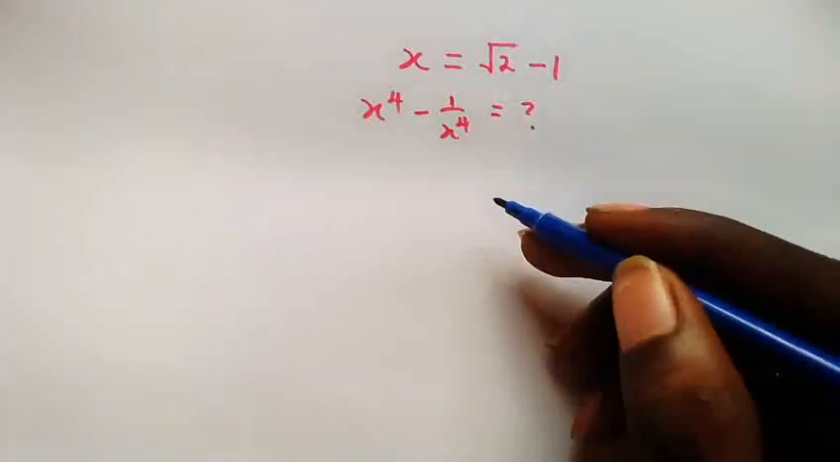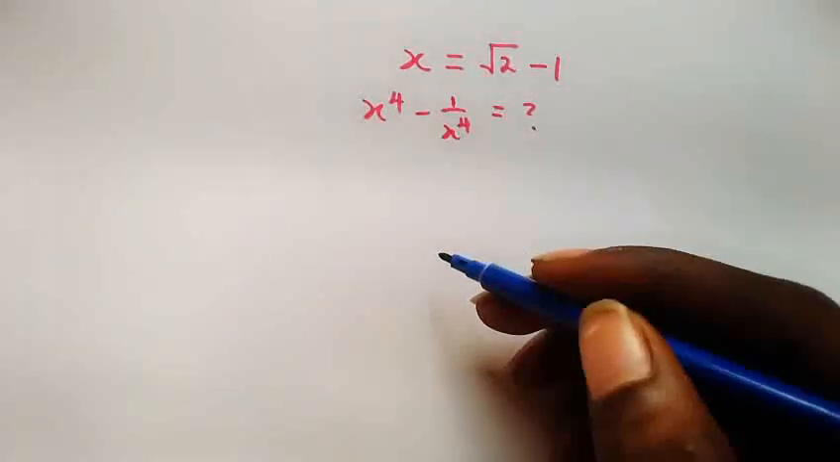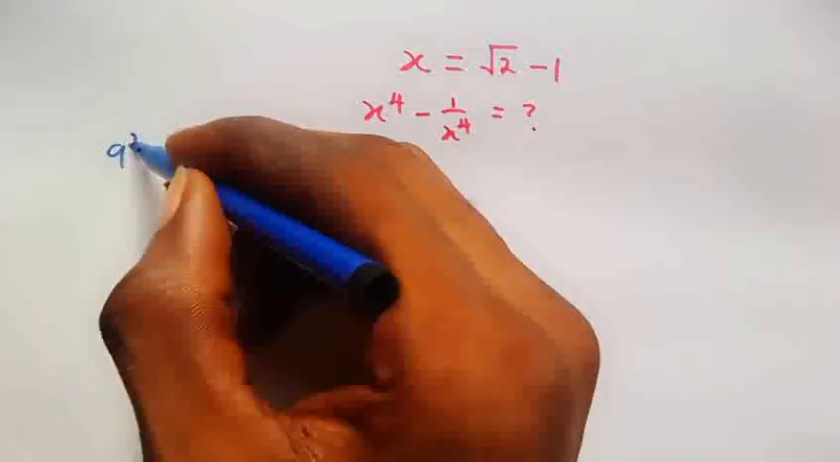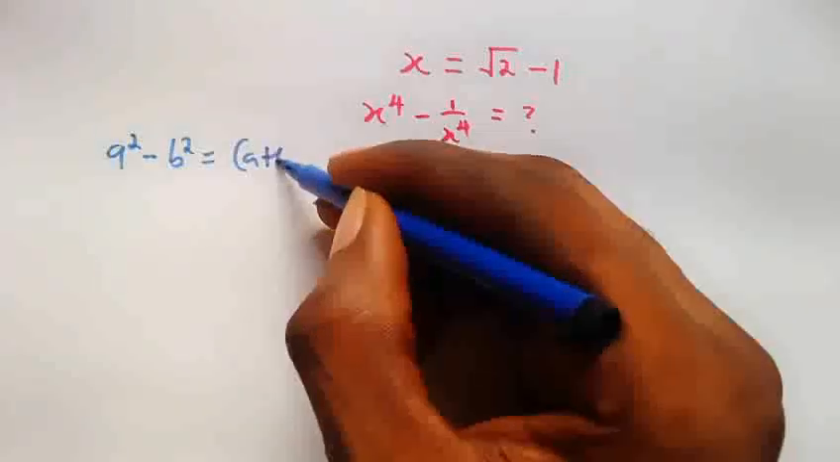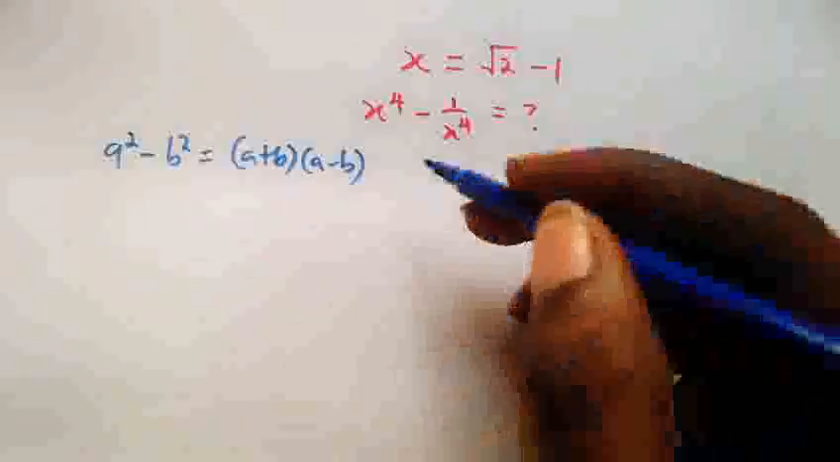Before we continue solving this problem, let's recall the properties of the difference of two squares formula. We have a raised to power 2 minus b raised to power 2 is equal to a plus b times a minus b. We are very familiar with this.